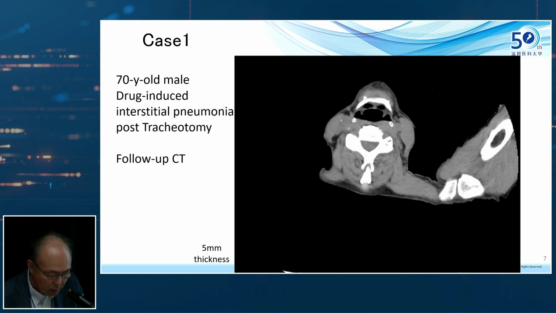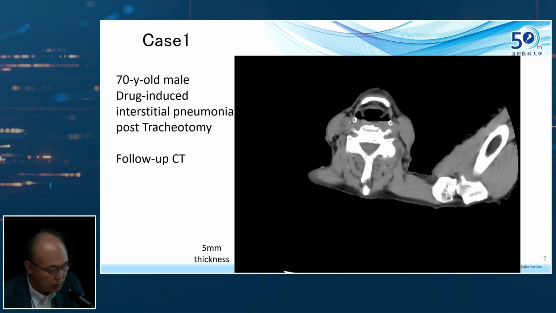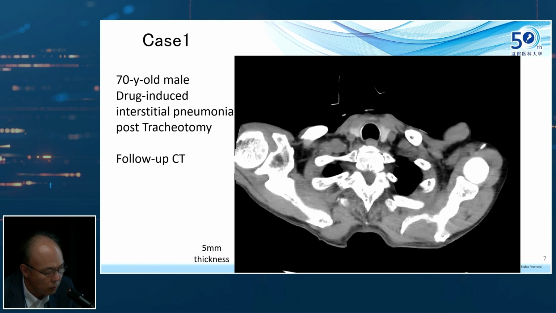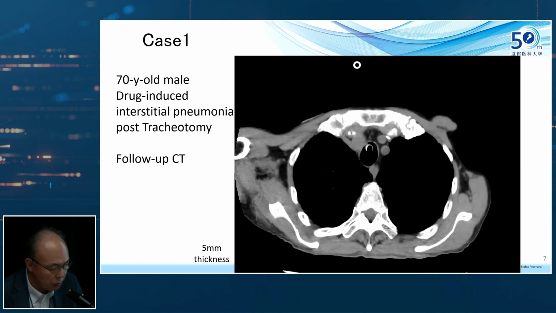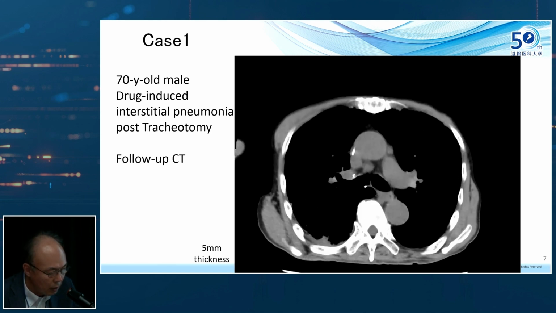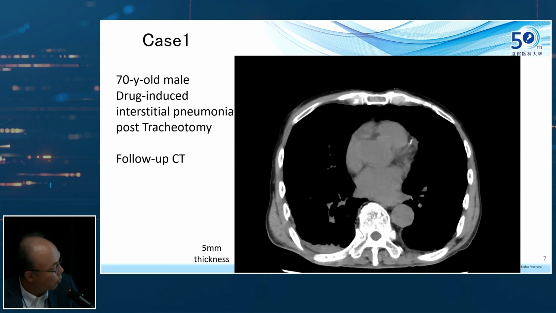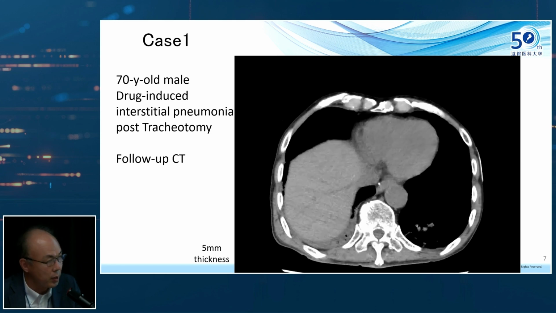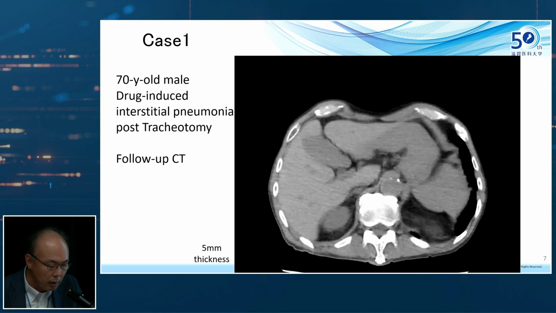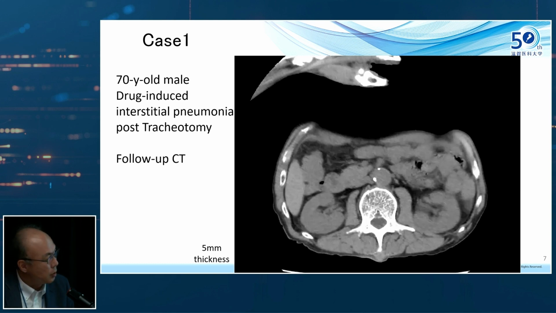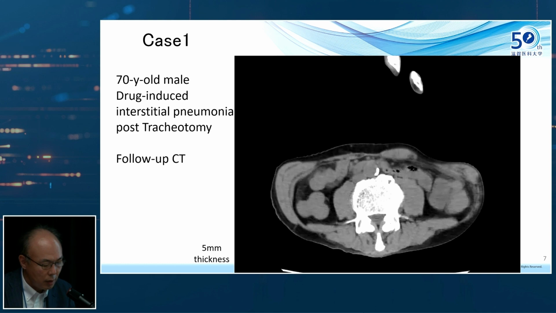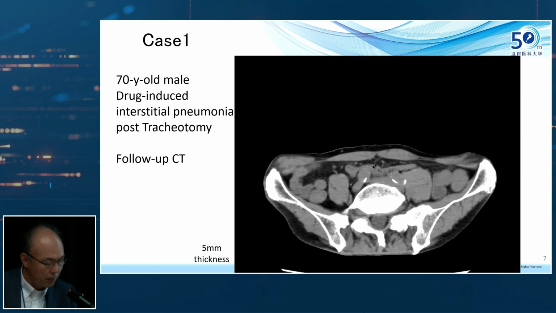This is also a case: a 70-year-old male with drug-induced interstitial pneumonia, post-tracheotomy. At follow-up, he has some dyspnea, so we got a CT. This is a chest and body CT, and do you find any abnormality in this CT?